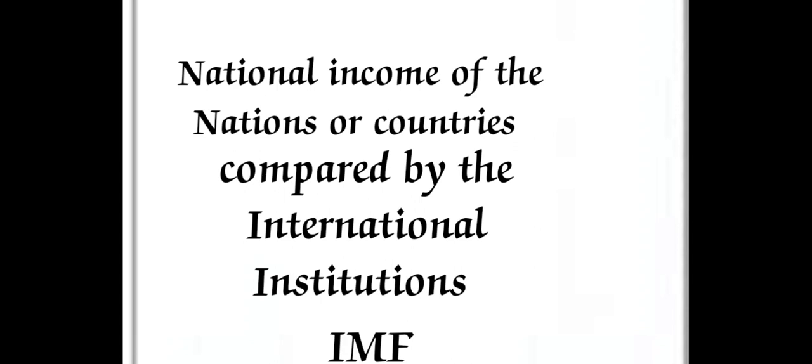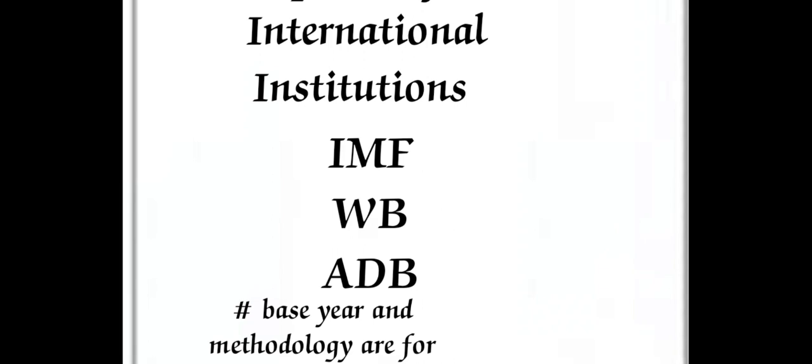Next, the national income of nations or countries is compared by international institutions. To know the growth of your country, we have to know the methodology of your country. There are some comparisons between the countries. For example, India's GDP is so and so percentage, China's GDP is so and so percentage. The higher points will be given to that particular country. So we are comparing the incomes of particular countries, that is GDP. Institutions like the IMF, International Monetary Fund, WB, World Bank, and ADB, Asian Development Bank, are free to compare the economies with other countries.